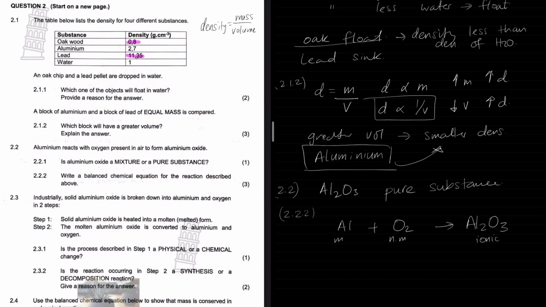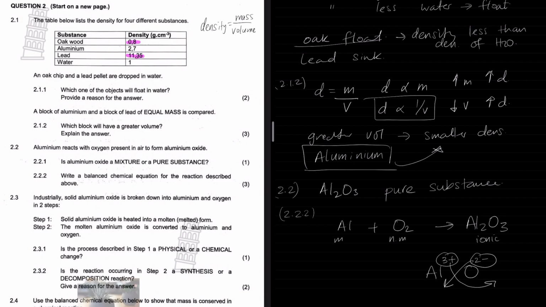Now, when we're dealing with ionic compounds, we need to look at charges, or oxidation numbers if you want. Now, aluminium is in group 3, so it's going to have a charge of 3 plus. Oxygen is in group 6 or 16, so it's going to have a charge or oxidation number of 2 minus. These don't cancel, so we need to switch the numbers here. So that's how we get Al2O3.